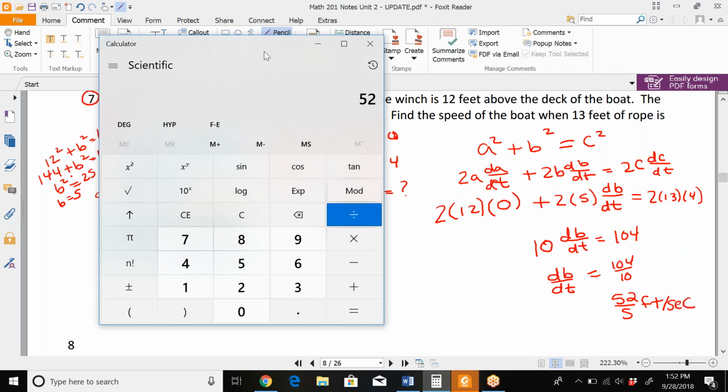Now, obviously, if you wanted to know what that is as a decimal, you could get a rough estimate. It's 10.4 feet per second.